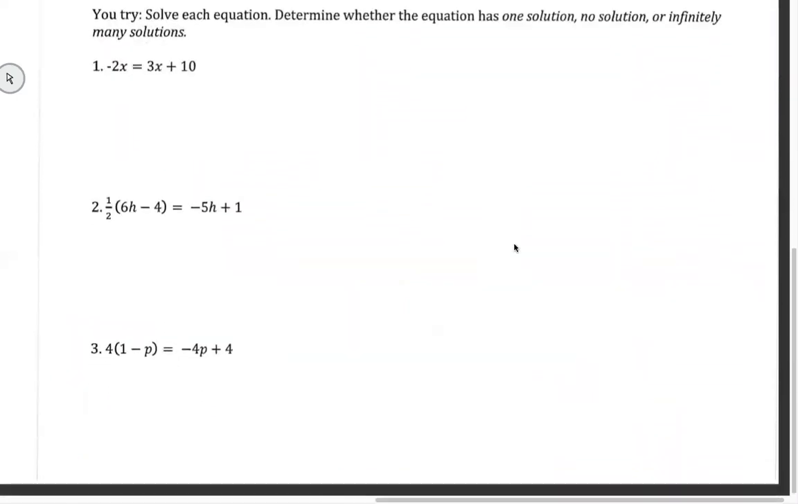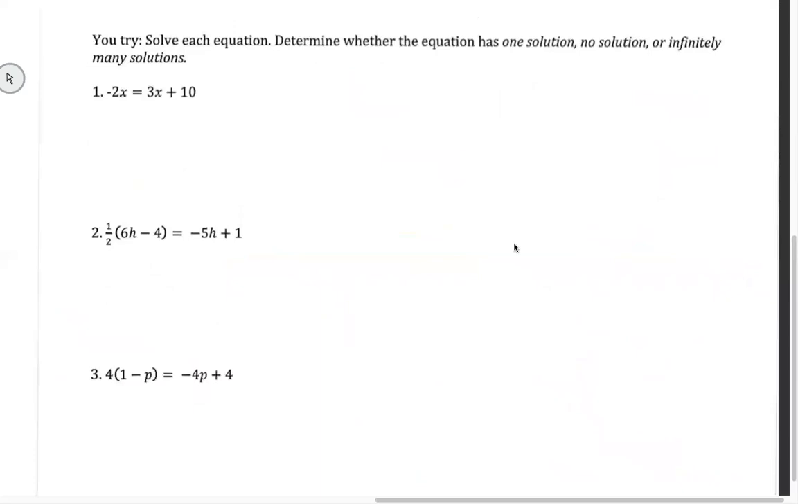All right, you guys got 3 problems right here. Well, there's actually 5. I only got 10 minutes. So we got 3 problems right here. I need you guys to work through those.